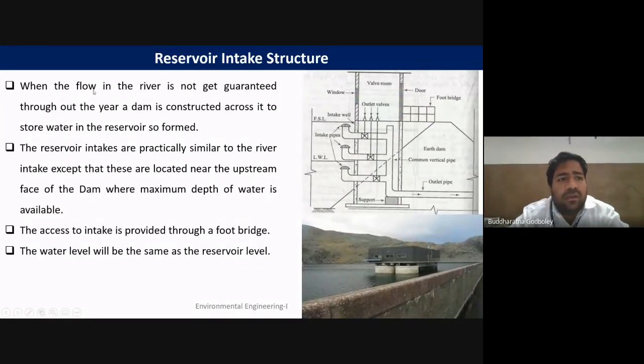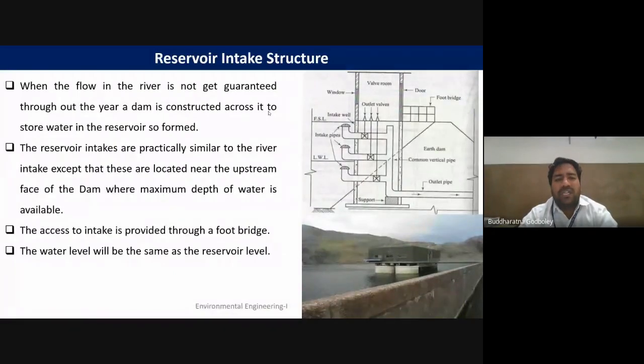Okay, when the flow in the river is not guaranteed throughout the year, a dam is constructed. हम डैम प्रोवाइड करते क्यों हैं? थ्रू आउट अगर आपको फ्लोइंग वाटर नहीं मिलता है तो उस फ्लोइंग वाटर को हम लोग कहीं तो भी स्टोर करके रखते हैं. That stored water is known as your reservoir. रिजर्वायर वाटर. ओके, जो रिजर्वायर वाटर को स्टोर करेंगे ऐसे इसको हम बोलेंगे आपका रिजर्वायर. Okay, so when the flow in the river is not guaranteed throughout the year, a dam is constructed across it to store water in the reservoir. तो हमने एक रिजर्वायर बनाया.